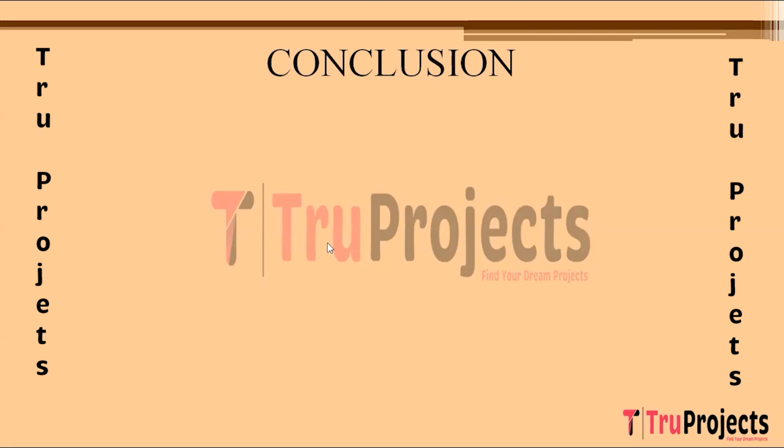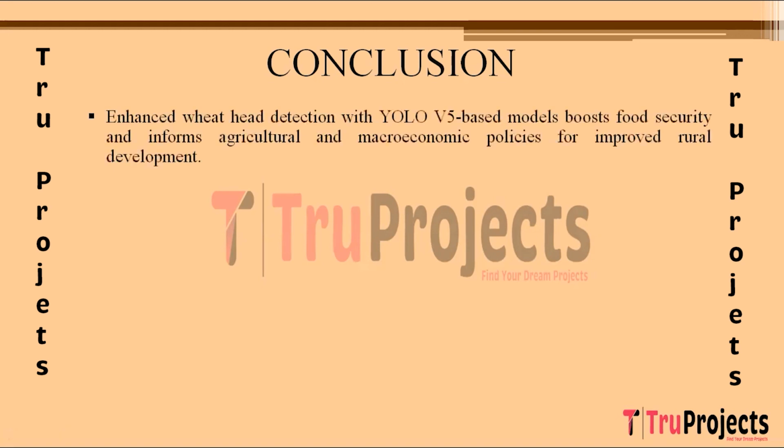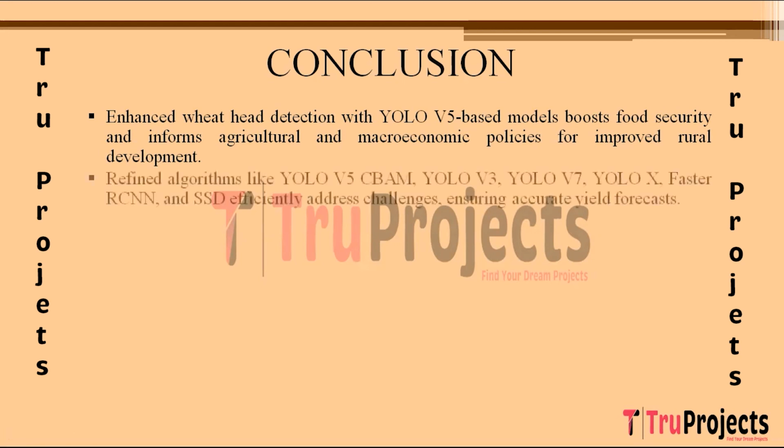So the conclusion here is the project successfully addresses the challenging task of wheat head detection in outdoor field images, contributing to enhanced accuracy in predicting wheat yield. Accurate yield forecasts play a pivotal role in supporting food security, providing valuable insights for agricultural product management and macroeconomic policies related to rural land and food prices.